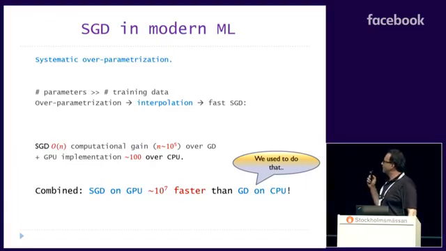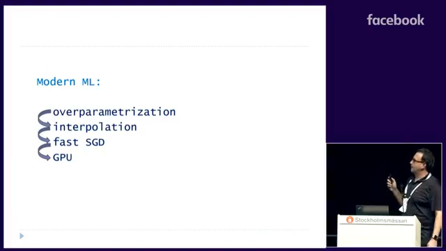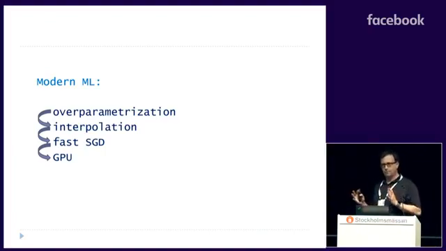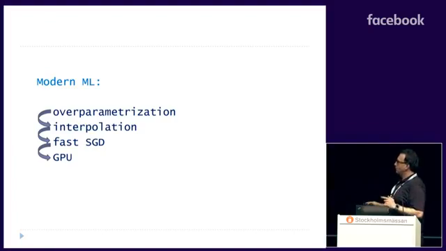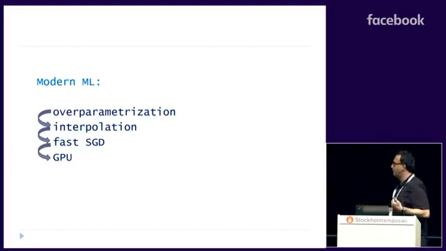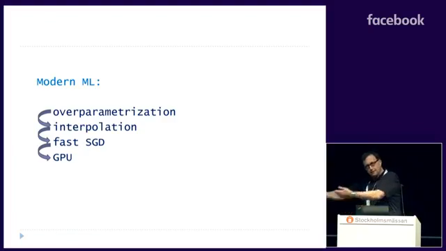Okay, so maybe I can have a couple of final slides to summarize. So you can view optimization in modern ML like this. You over-parameterize heavily. This leads to interpolation. Interpolation results in fastest GD, at least in the convex case, it's provable. And then you run it on a GPU, and that gives you another acceleration because you can do mini batches basically all at once on a GPU.